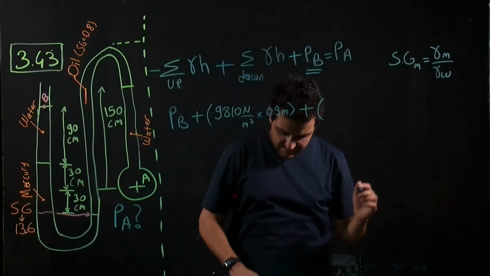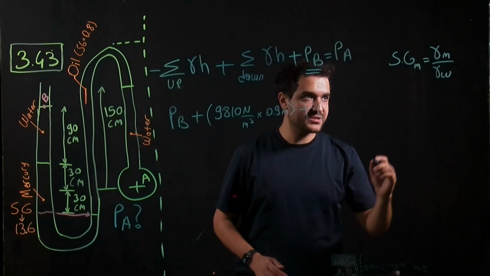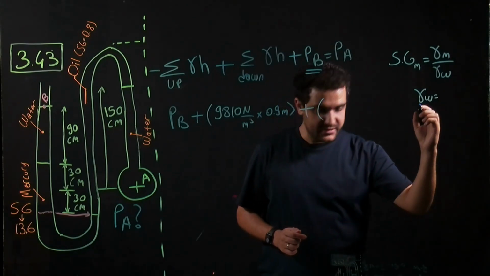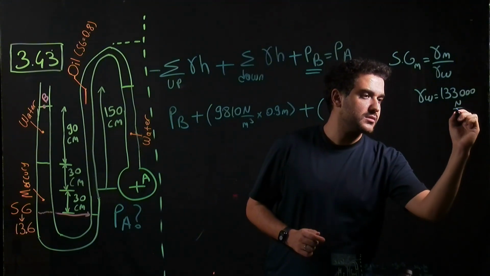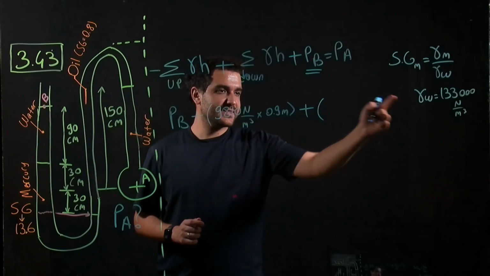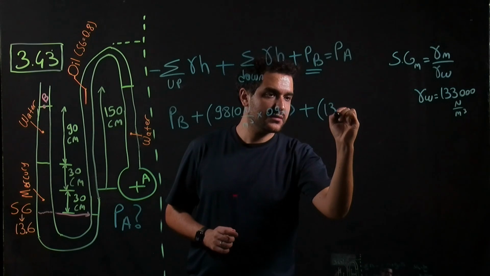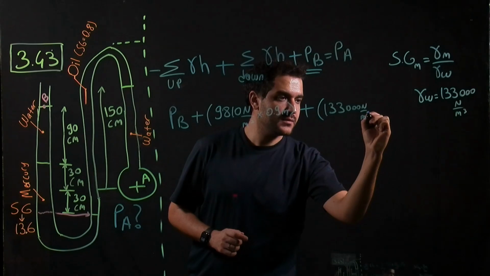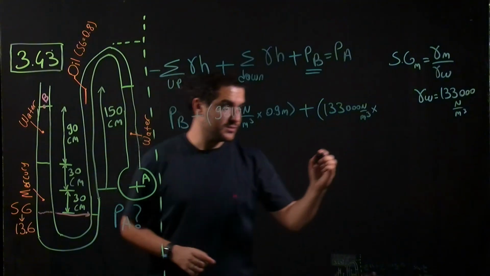So here in the question, we can assume that the specific weight of mercury is 133.0 kilonewton over cubic meter. So let's use this specific weight here. And the distance is 0.6 meters.